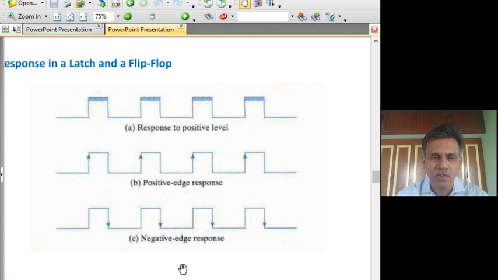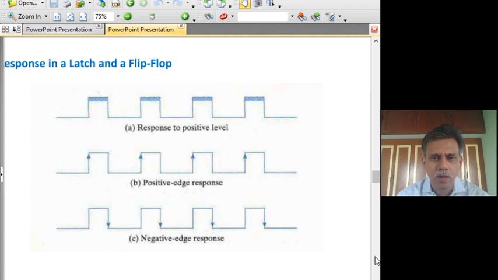We can construct flip-flops in two ways. One, they can respond to a positive edge on the clock pulse, or they can respond to the negative edge of the clock pulse. So we have flip-flops which are positive edge triggered or flip-flops which are negative edge triggered. But the design of the flip-flop is not altered much whether you go in for positive edge or negative edge. There will be only a slight change in the circuitry, as we will see soon.